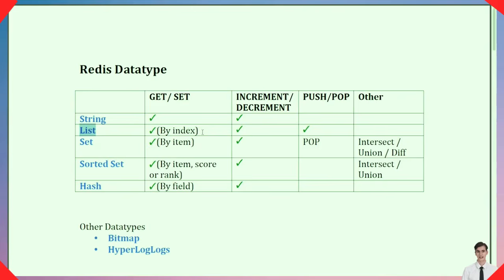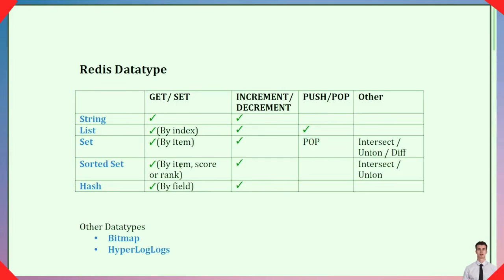List has get and set operations, but by index. It also has increment and decrement operations, and list has push and pop operations. Set has get and set operations by item. It also has increment and decrement operations, and it supports only the pop operation. Set has other operations like intersect, union, and difference.